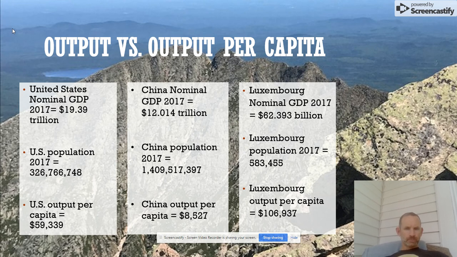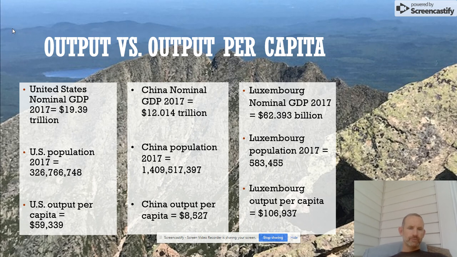Good examples here. The U.S. has a nominal GDP last year of a little over 19 trillion. China's was about 12 trillion, so not quite as big as ours, but sort of close. Luxembourg has one of a little over 62 billion, so much, much smaller output. Their economy is much smaller than ours. U.S. population is about 326 million. China's is 1.4 billion. Luxembourg's is barely over 500,000. So again, Luxembourg's population is much smaller than ours.